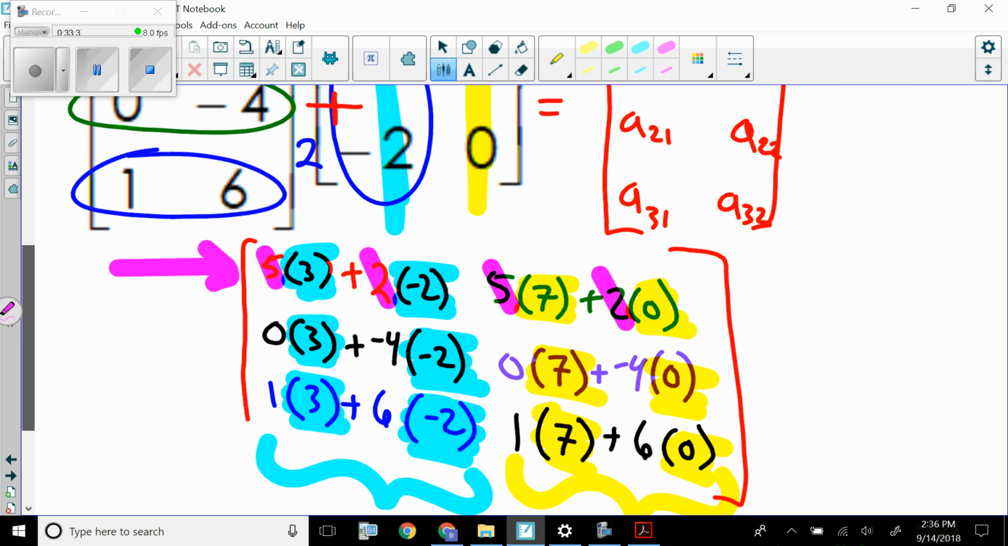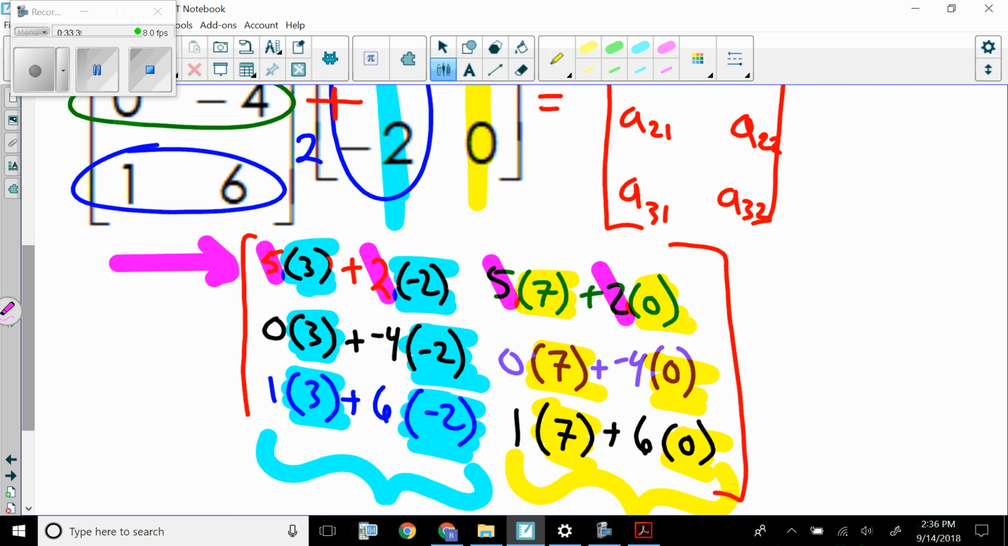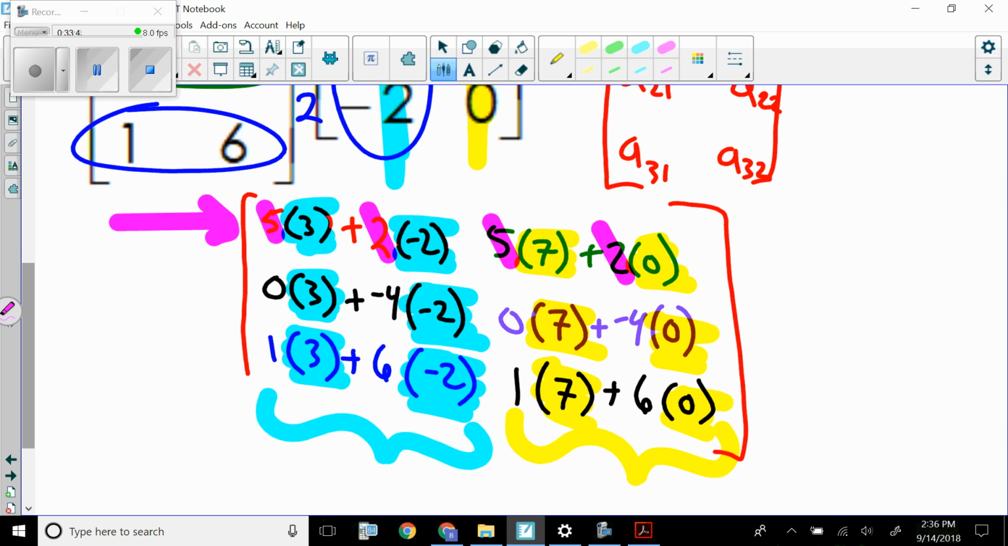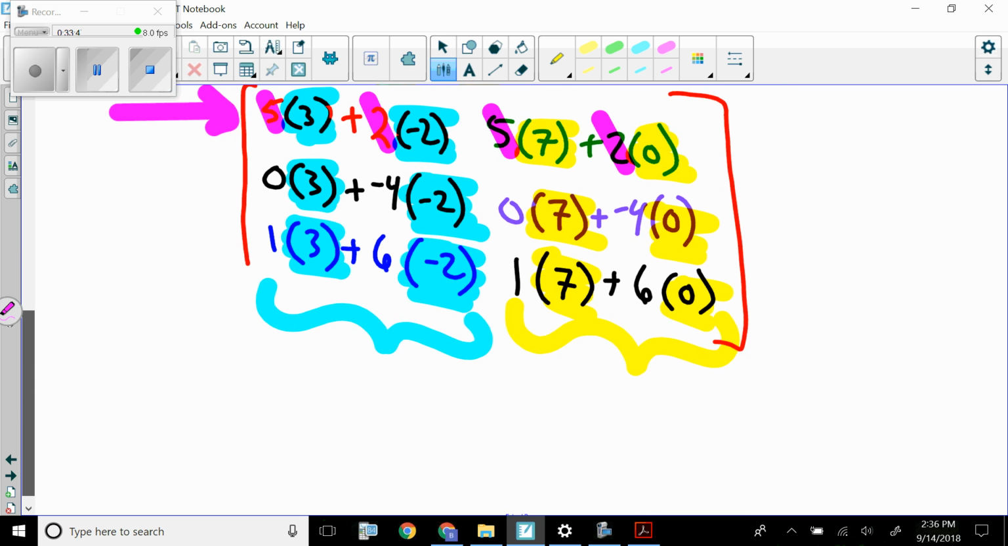And they should match. If you keep this structure, it's easy to check your work to see if you have the right numbers in it. It's easy to check it. Okay. All right, now I just have to simplify. I've done all the hard work. I just need to simplify this thing.